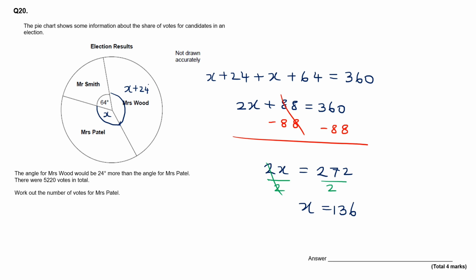So we are looking for the number of votes for Mrs. Patel. So Mrs. Patel's taking 136 out of 360 of the votes, and there are 5,220 votes in total. So we need to times this by 5,220, which when I do this on my calculator, it gives me 1,972.